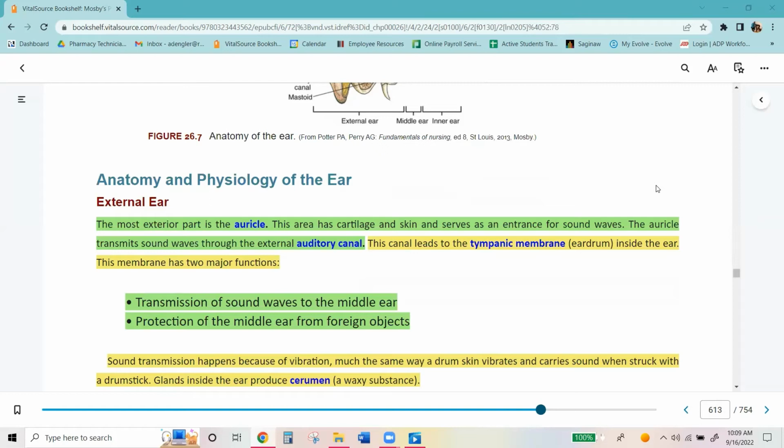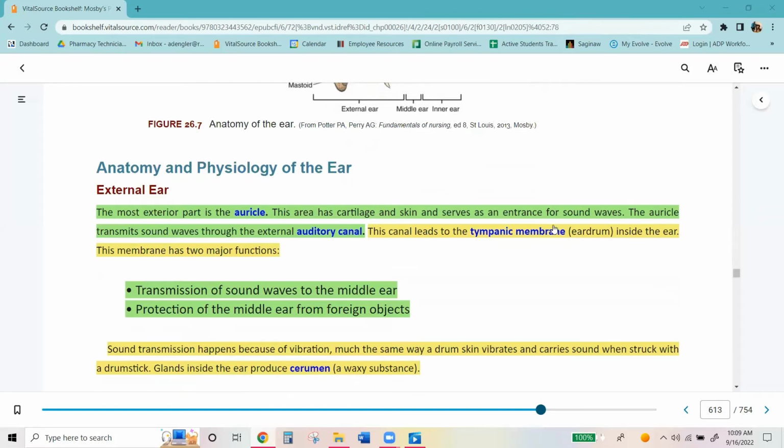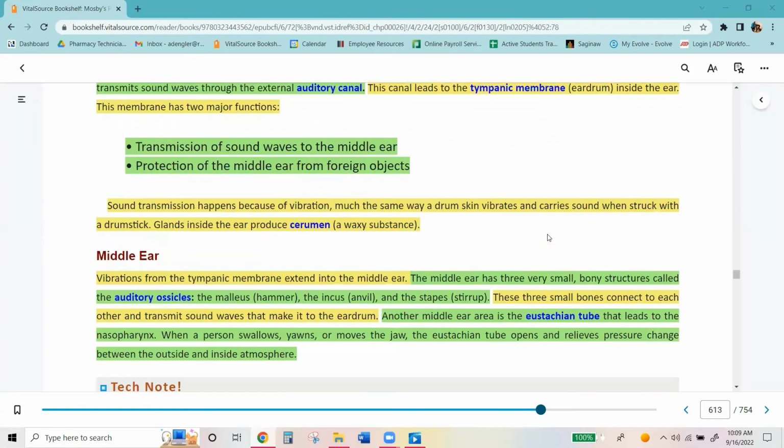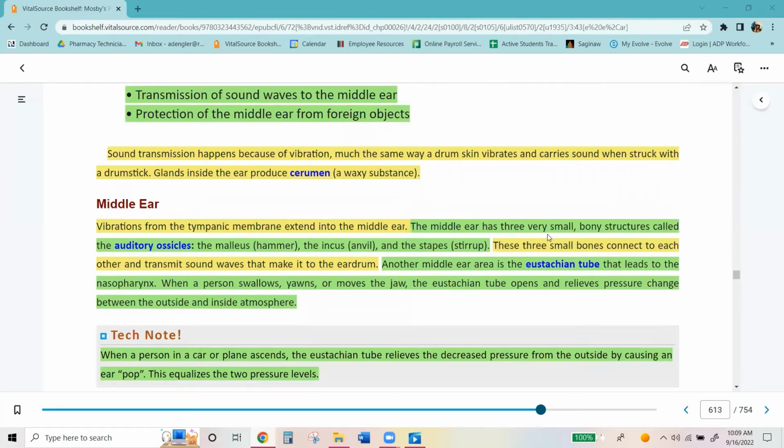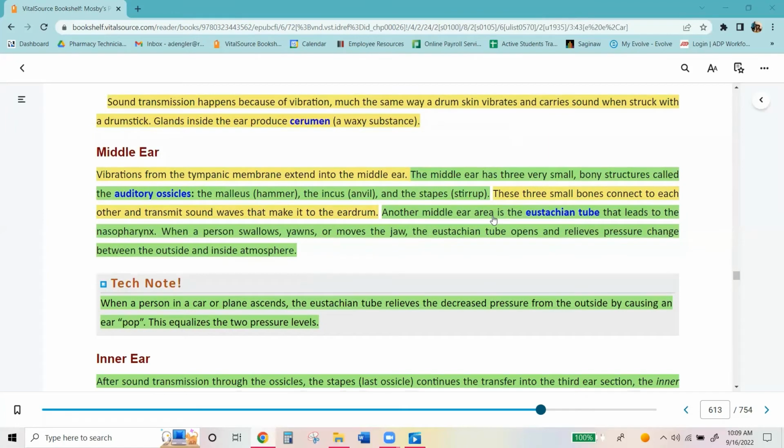The tympanic membrane has two major functions: transmission of sound waves to the middle ear and protection of the middle ear from foreign objects. Sound transmission happens because of vibration, much the same way a drum skin vibrates and carries sound when struck with a drumstick. Glands inside the ear produce cerumen, which is earwax, a waxy substance. Vibrations from the tympanic membrane extend to the middle ear.